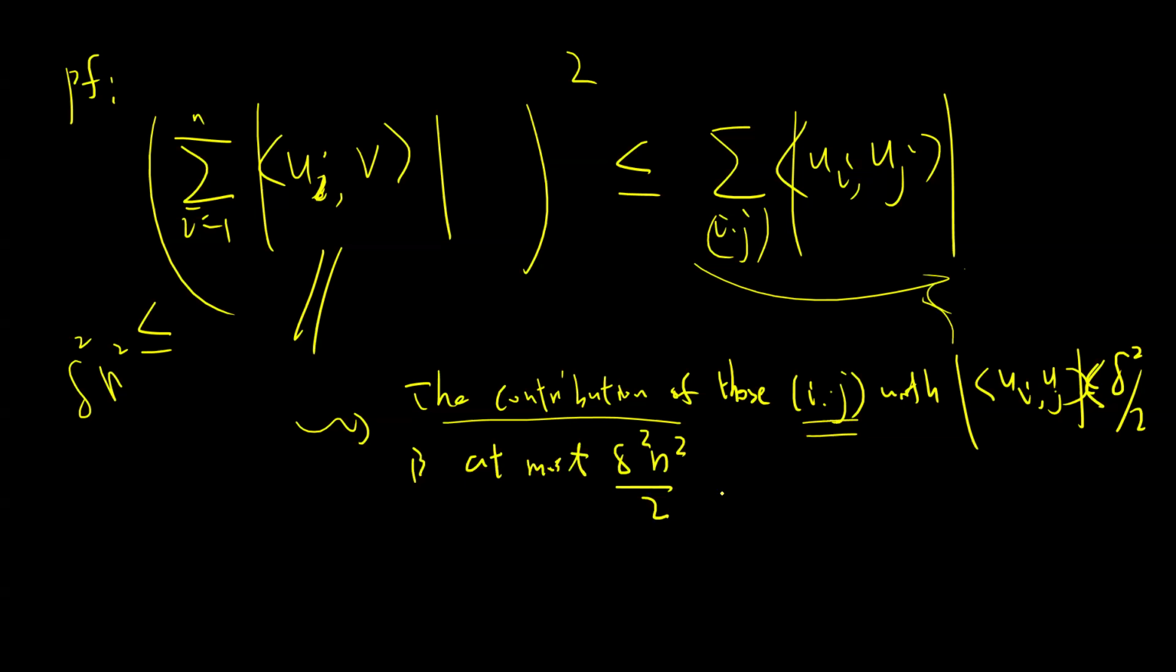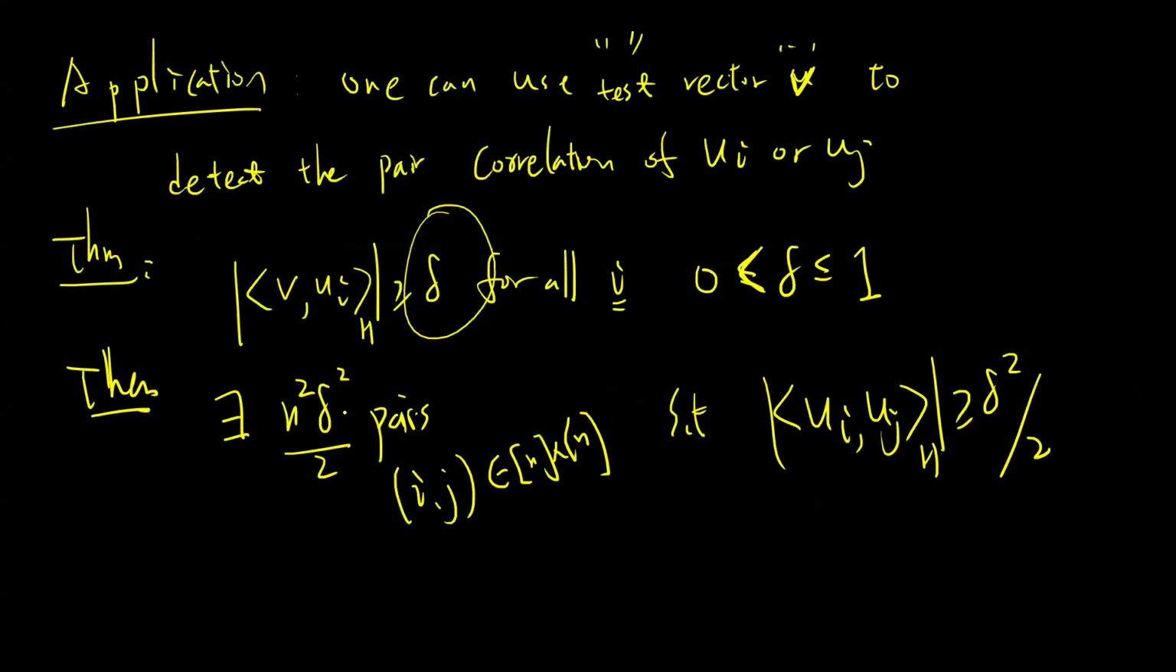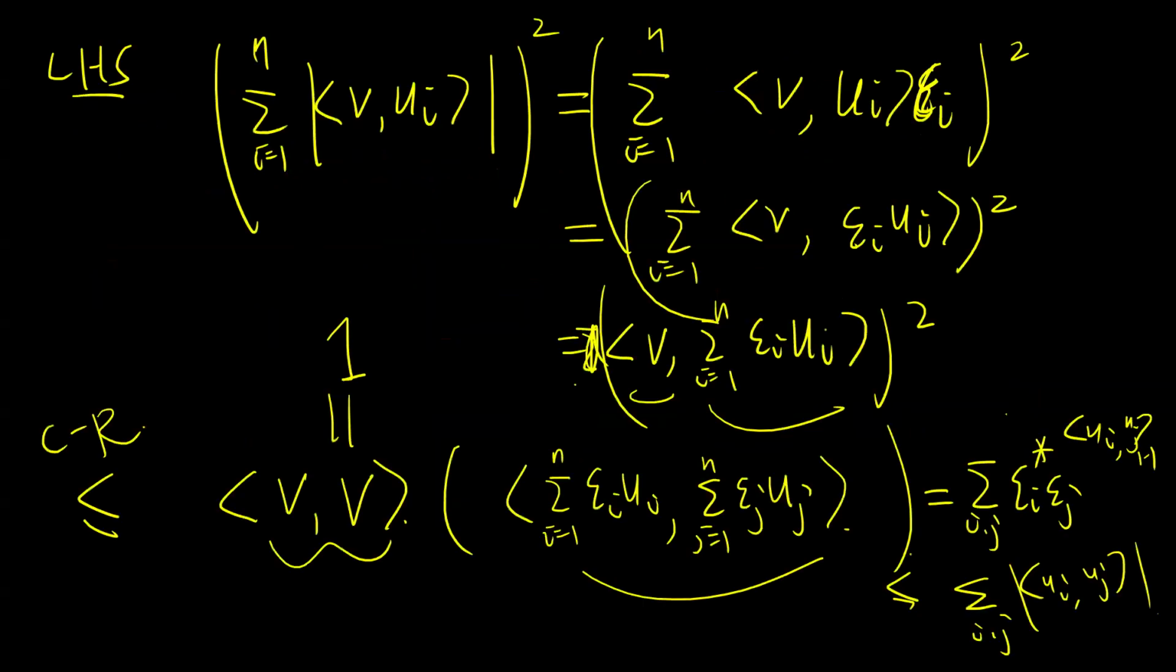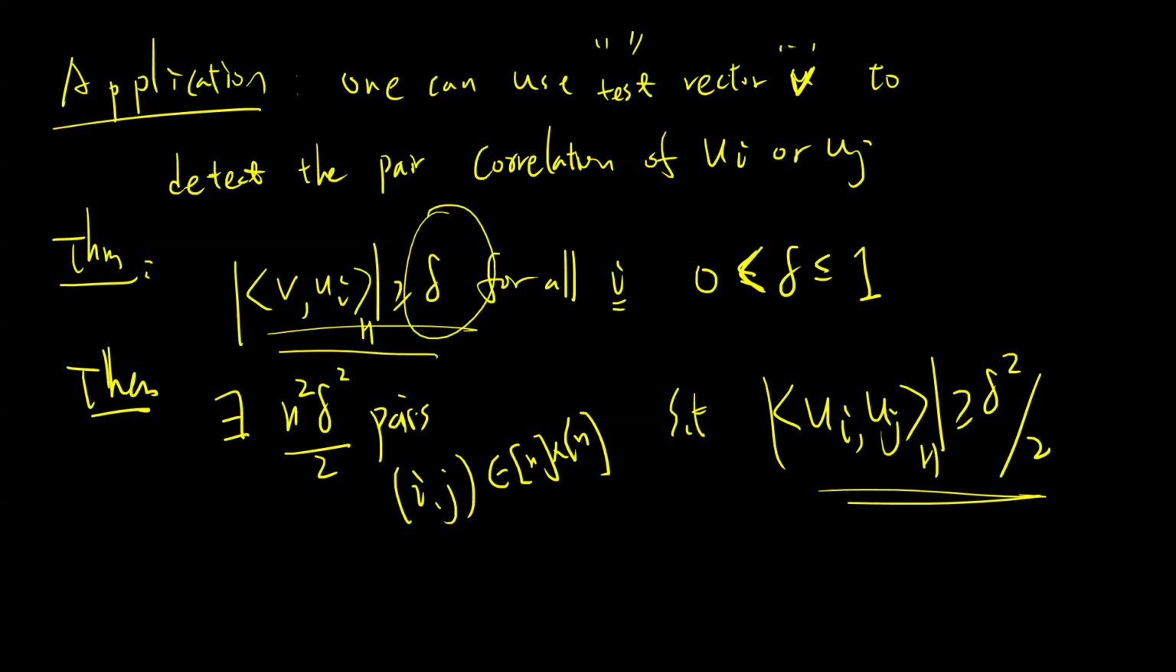So that proves the result. If the left-hand side is large, the right-hand side must be large enough. So there must exist enough pairs with large correlation. This is the idea that one can use this kind of test to detect whether the vectors have pair correlation. See you guys in the next videos.